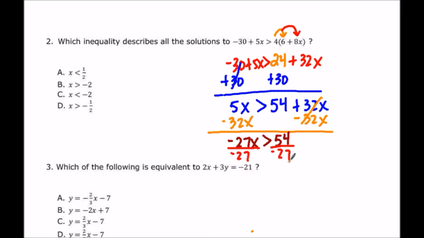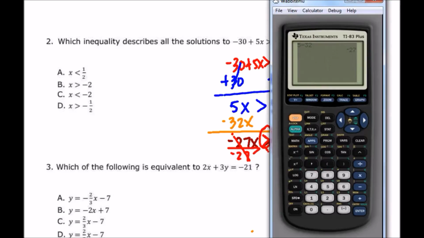Uh-oh, we have a problem. What do we do with this bad boy right here? It was greater than, but then I notice, wait a minute, I divided by a negative, so what do I do? Well, if you remember, anytime you divide by a negative, the inequality is going to flip. It was greater than, but now it's got to be less than. All right, so that canceled out. X, and 54 divided by negative 27.